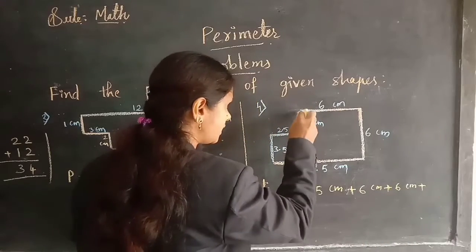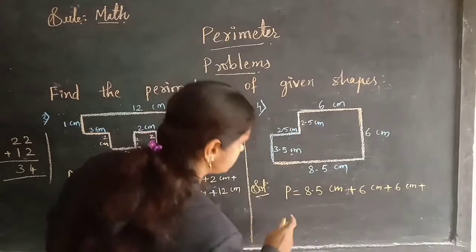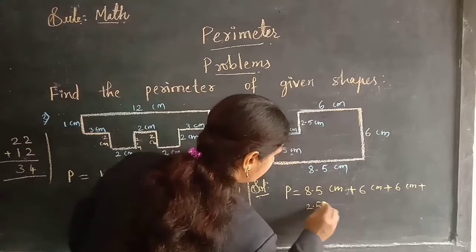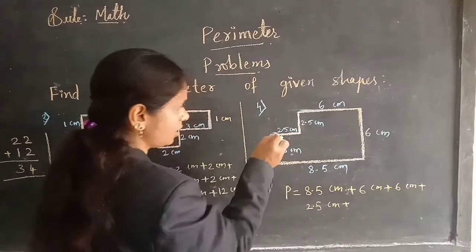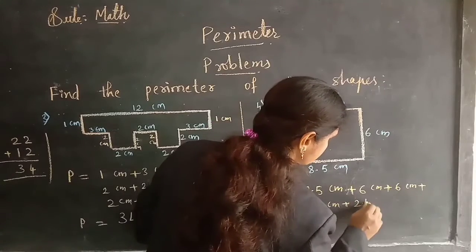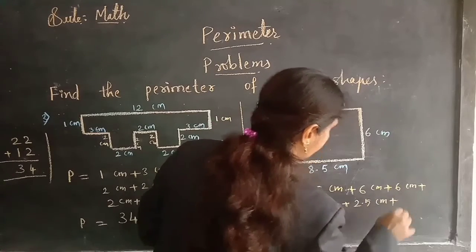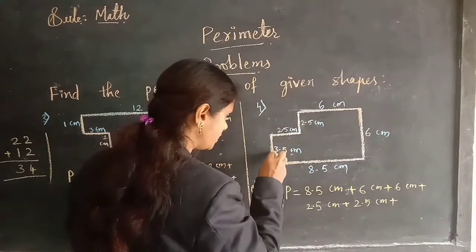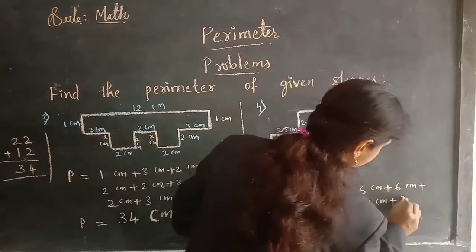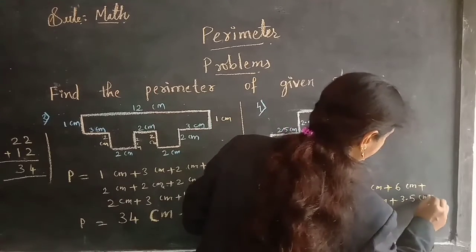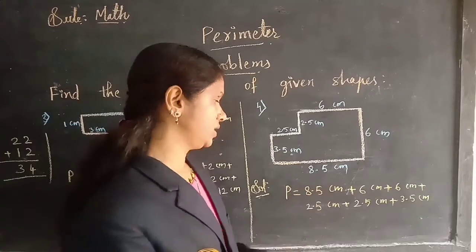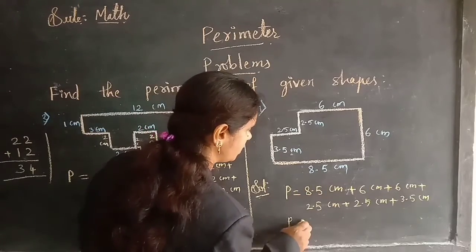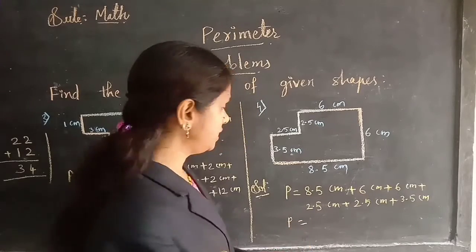Plus, and this side length I am taking here 2.5 centimeters plus, and this side length I am taking here 2.5 centimeters plus, and here I am taking this 3.5 centimeters. So for the given shape, all sides I have taken, children, all sides' lengths I have taken here. Now let's add all the sides.